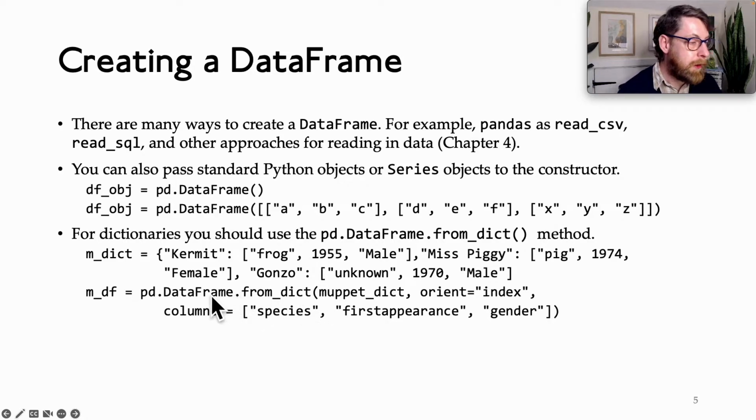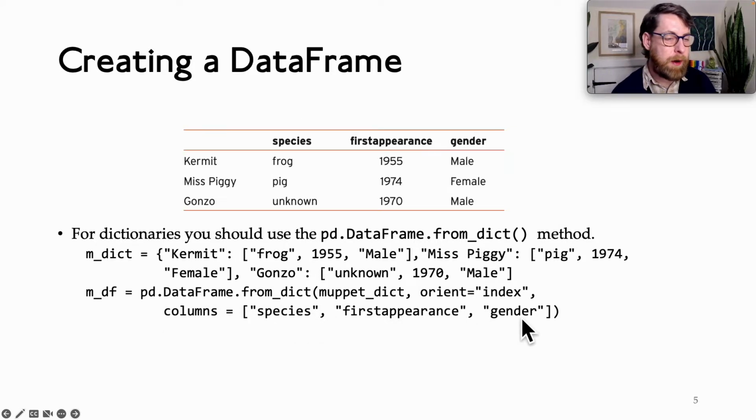From dictionary, and you can see here we have a dictionary, and the dictionary has the name of the Muppet, and then we have the species, first appearance, and gender there, and you'll see that I have these columns down here. Maybe it's a bit hard to manage there, but here's what it looks like. And the idea is that when we have this dictionary, the keys are going to refer to the index, and then the values are this list.